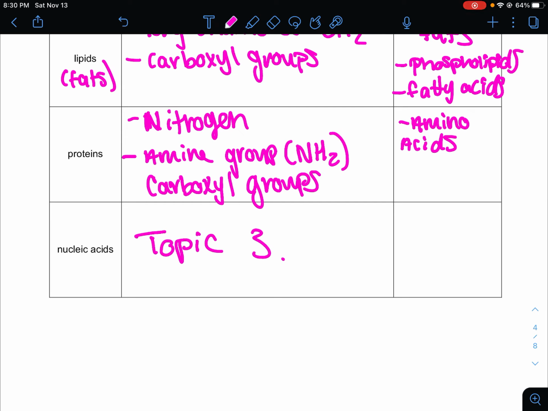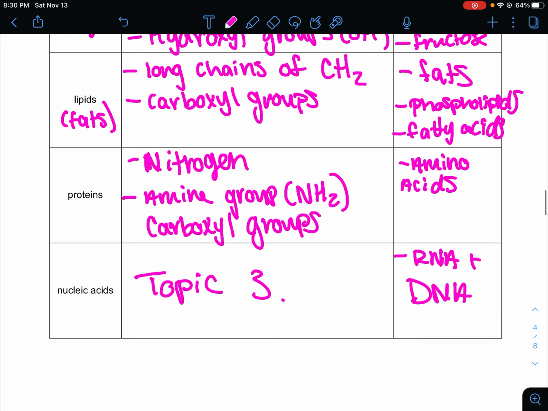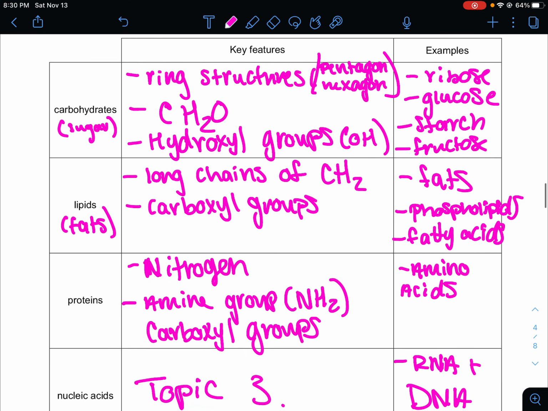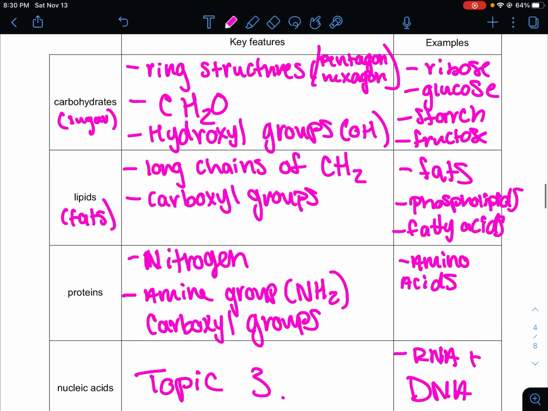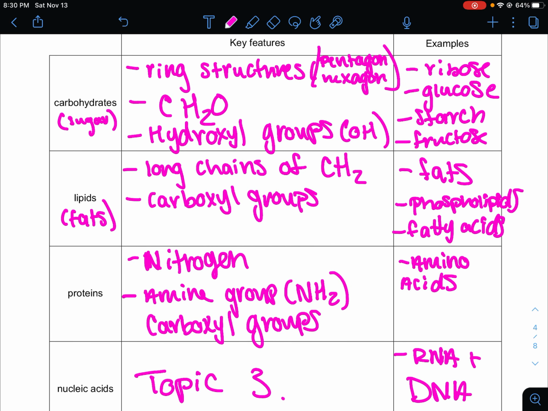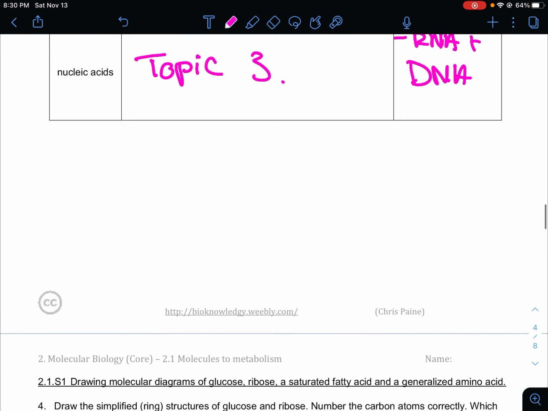So like I said, nucleic acids we'll talk about more in topic 3. You should know that the examples are RNA and DNA, but that's about all you need to know for nucleic acids. So you should be able to fill out a chart like this to prepare for the exam and for your quiz. This is all really important information that you need to know.